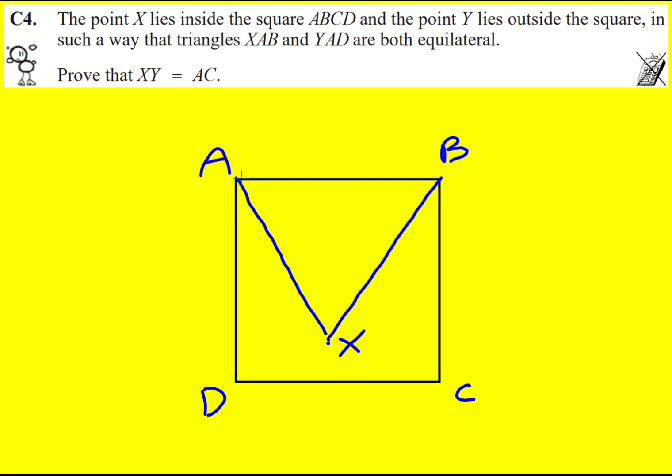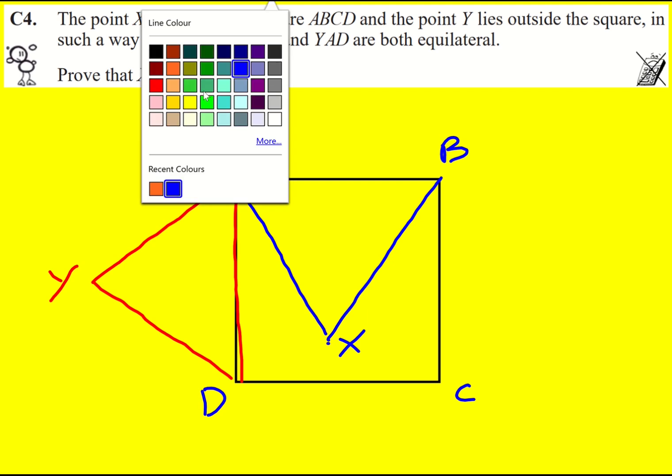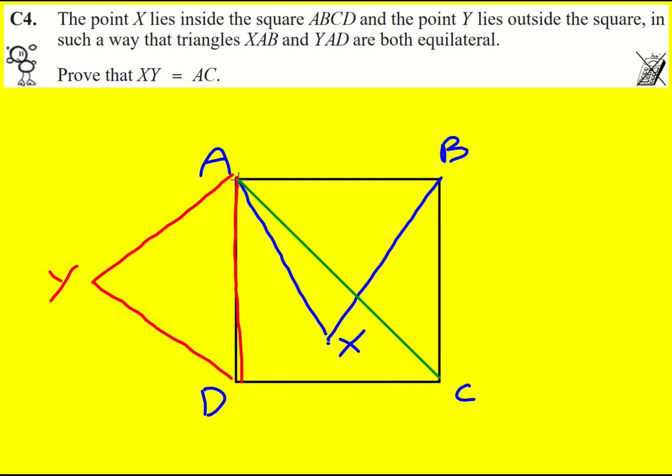And then YAD, put a point about here, is also equilateral. And then we're asked to show that XY is equal to AC. So AC is this diagonal of the square, and XY is here.